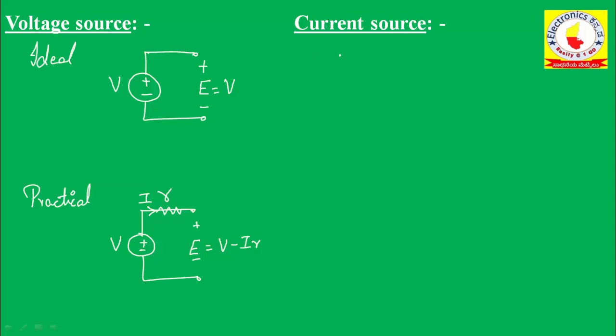Now if I am talking about ideal current source, having the resistance is infinite, but in this case resistance is 0. So there will be no any internal voltage drop and there will be no any internal current drop.